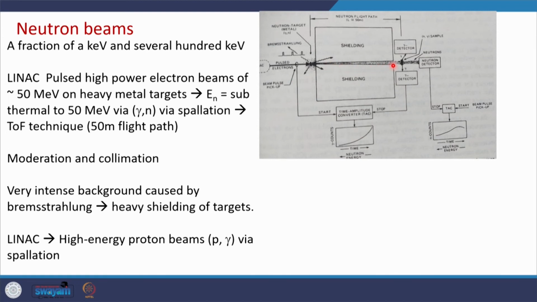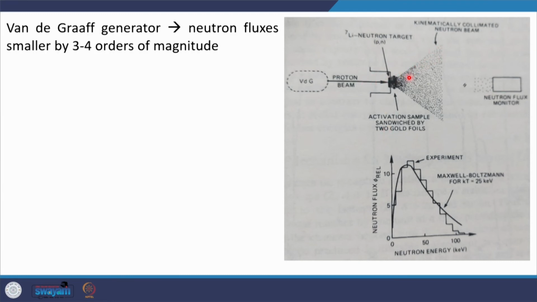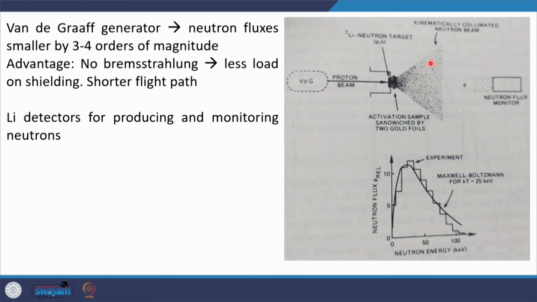So, here we are using the time of flight technique, which I will discuss in detail in upcoming lectures. This time of flight technique is normally preferred considering the flight path taken by the gamma ray, which travels with the speed of light, and the neutron velocity, of course, which is less than the speed of light. So, that is how this flight path is defined. Okay? And depending on the energy, one can have control over the angle with which neutrons are emitted. All right? And lithium detectors for producing and also for monitoring the neutrons.